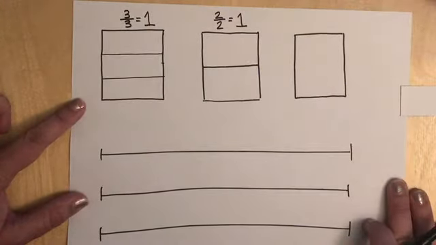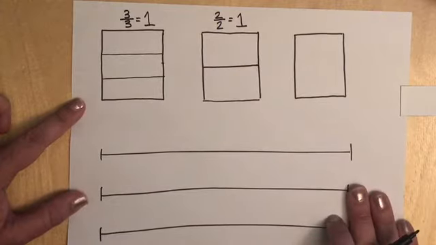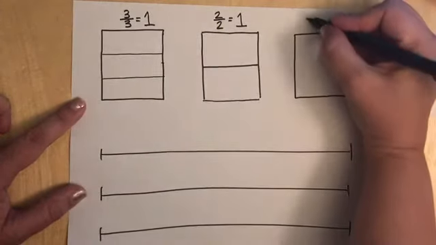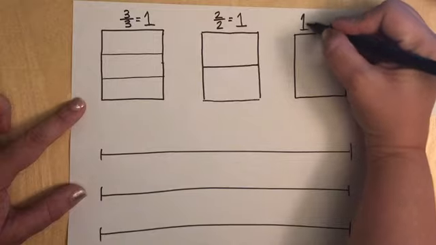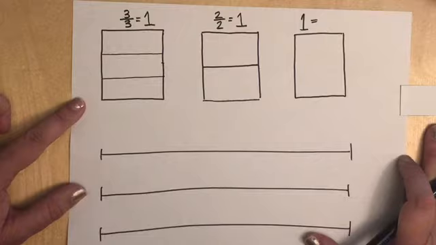Was that kind of confusing to partition it into 1 whole? Because isn't it 1 whole already? So you didn't have to do anything. But how would you write 1 whole as a fraction? So we know that we would write 1 whole as just the number 1. But how would we write the number 1 as a fraction?